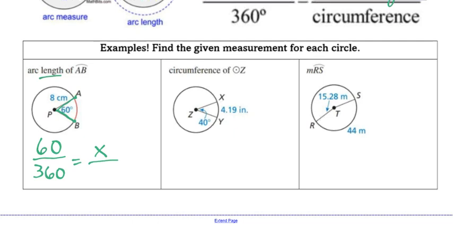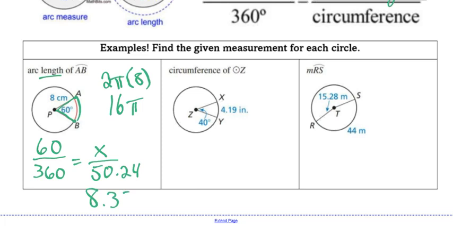So we're going to do 2 times pi times the radius of 8. So that's going to be 16 pi. We left that in terms of pi. Or we can multiply that out and get 50.24. And there you're going to cross multiply. 60 times 50.24. And then we'll divide that by 360 to find out that that distance is 8.37 centimeters.